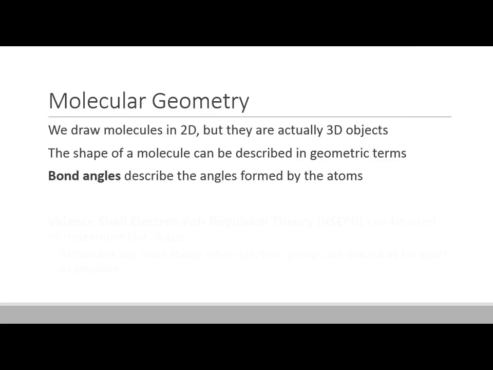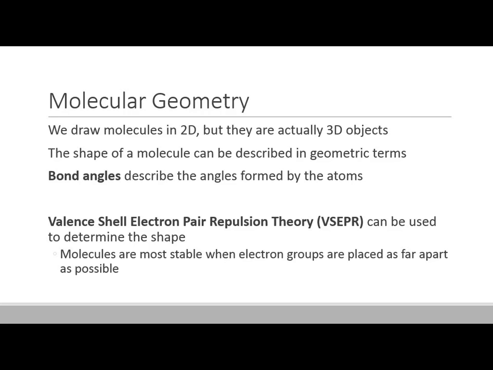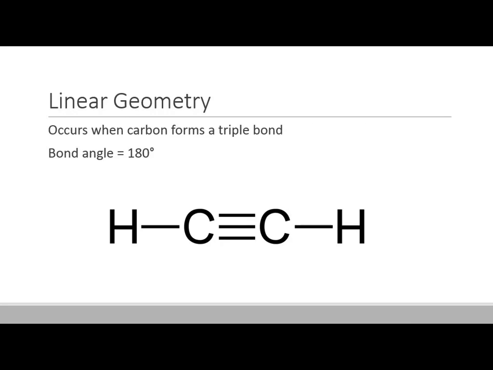But just be aware that we're using VSEPR, valence shell electron pair repulsion theory, which just tells us that electrons are negative. Therefore, when two electrons get too close to each other, they repel. And so the electrons in one bond will repel the electrons in another bond or in a lone pair. And they'll try to get as far apart as physically possible.